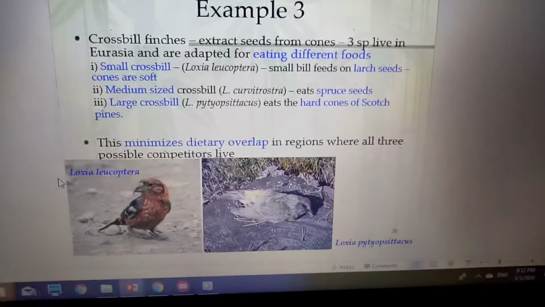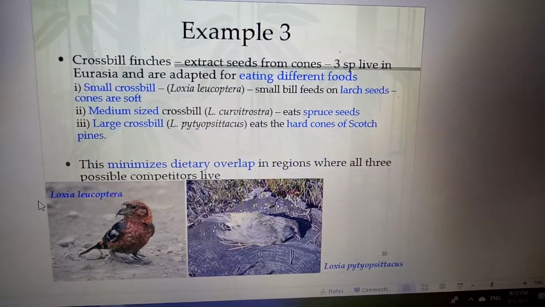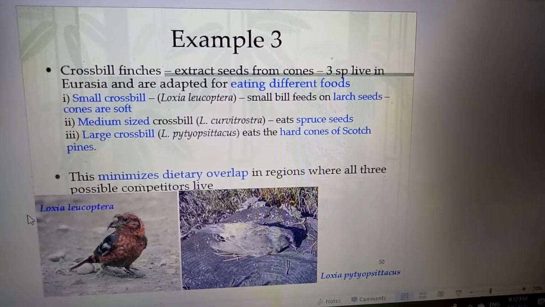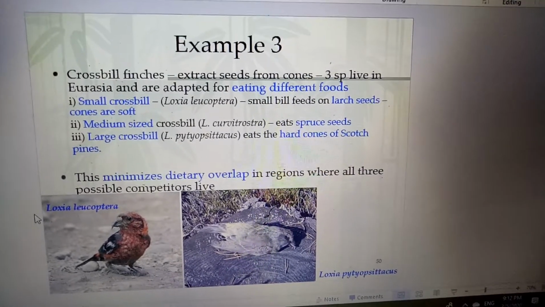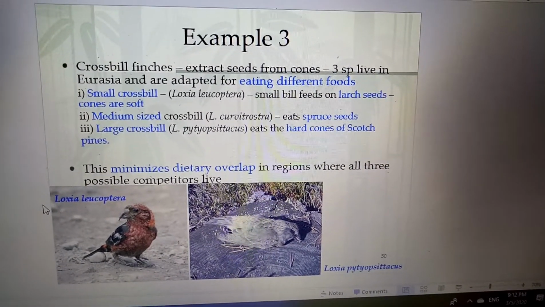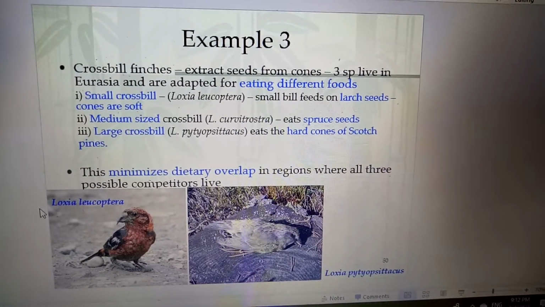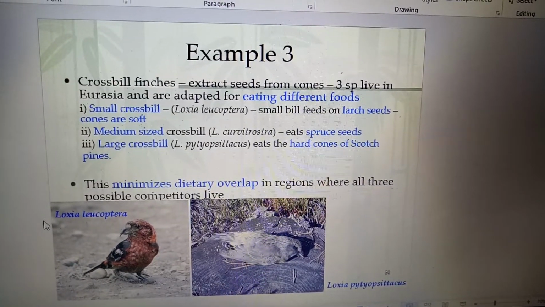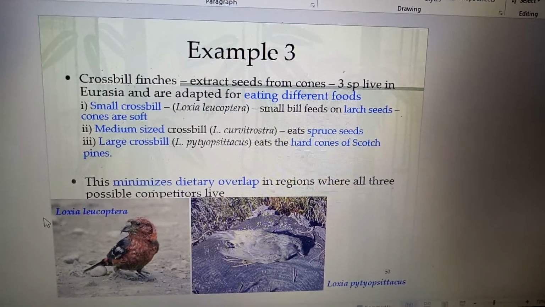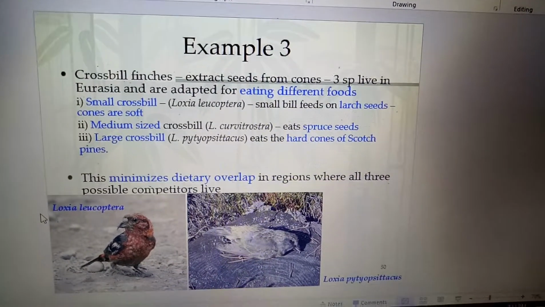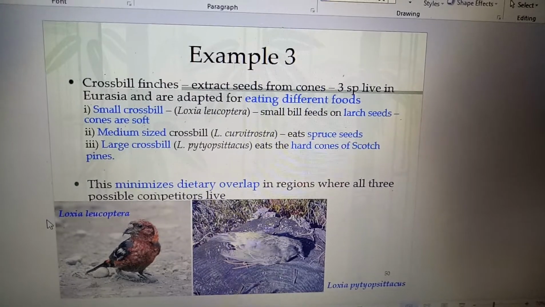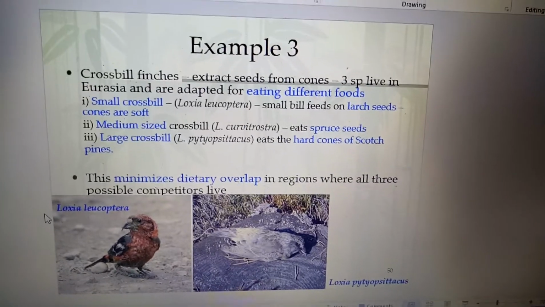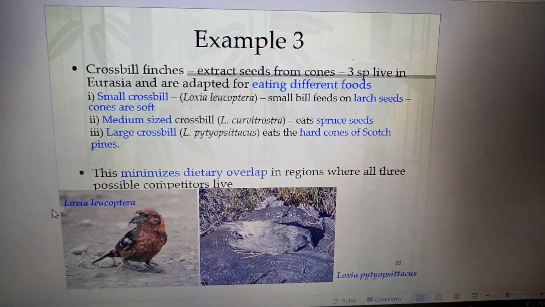Example number 3 is about this type of bird. Crossbill finches extract seeds from cones. Three species live in Eurasia and are candidates for eating different foods. Okay, 1, 2, 3. The small crossbill, with a small bill, feeds on large seeds from cones that are soft. The medium-sized one, Loxia curvirostra, eats spruce seeds, whereas the large crossbill, Loxia pytyopsittacus, eats the hard cones of Scots pines. This minimizes dietary overlap in the regions where all three possible competitors live.